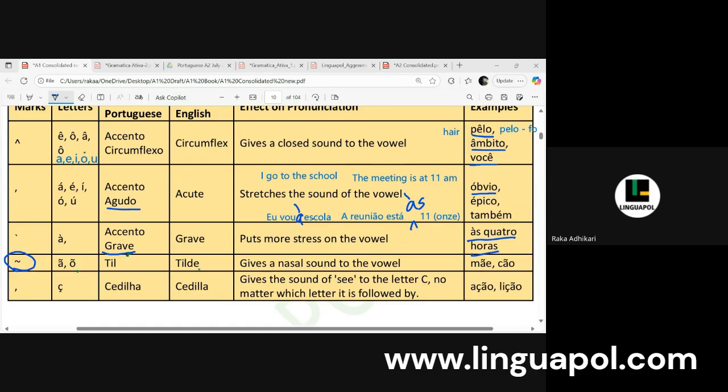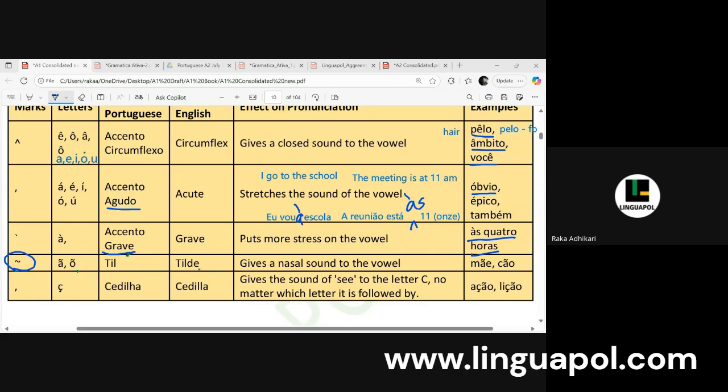So generally we call this letter as a, but if we have accent to til, this is called accent to til. If we have this accent, then a becomes ã, o becomes õ, nasal sound. And this nasal sound is very, very important in Portuguese because in many words you will see this accent. I'm sure by the time you have come till this part of the chapter, your first chapter itself, you might have come across this accent already.